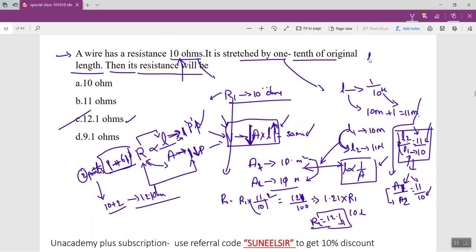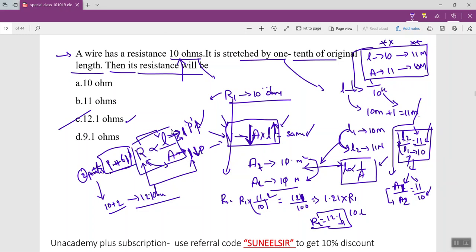Okay, if the length increases from 10 to 11 meters, then the area will decrease from 11 to 10 meters. It is the concept. Just remember this one. Or if you don't want this complicating method, just use this method.